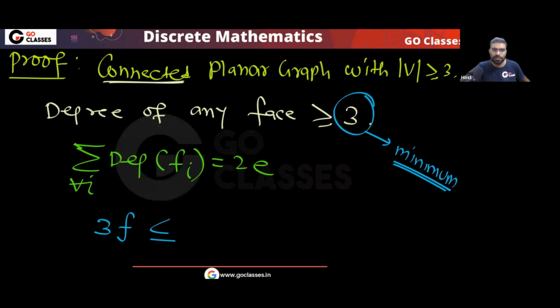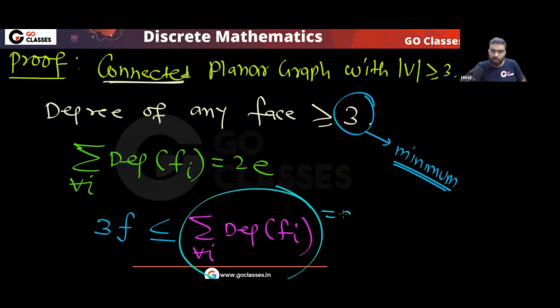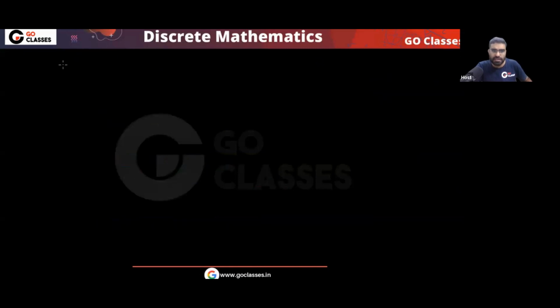Agree with me? See, this 3 is the minimum. The degree of every face will be at least 3, greater than or equal to 3. So if I multiply this minimum 3 with the number of faces, that will be less than or equal to the actual value. And this actual value is equal to 2e. So finally, we got 3f is less than or equal to 2e.